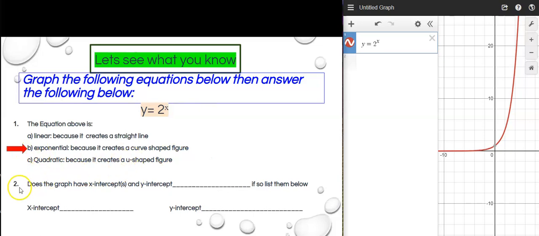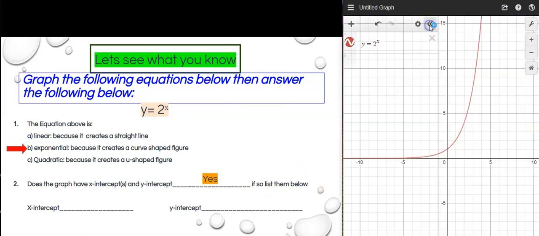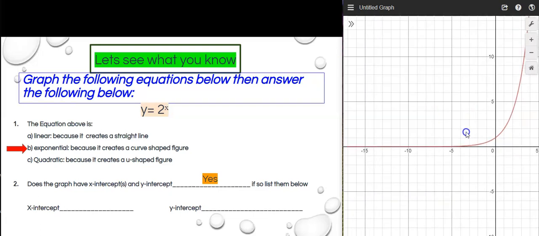All right, and question number 2, it says, does the graph have x-intercepts and y-intercepts? Well, that's either yes or no, and as I can see here, I can already see one of them. So yes, it does. And then lastly, it says to list the x-intercepts and the y-intercepts here if it does contain those. So I'm going to just make this a little bit bigger so I can see.